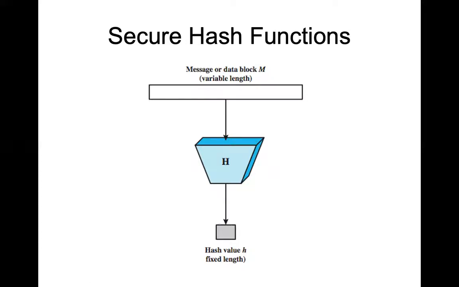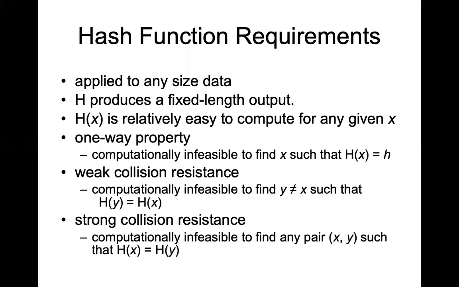All right. So the hash function should be able to process any size data input, should always produce a fixed size output, and it should be easy to compute. It also has a one-way property that it should satisfy. That is, you should be able to compute the hash easily, but given the hash, you should not be able to easily find an x such that the hash of that x is equal to the hash value. So that's the one-way property.